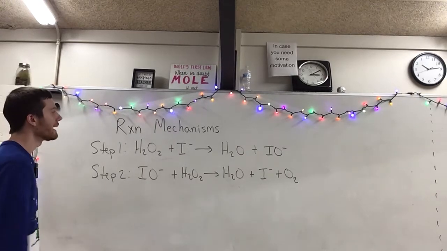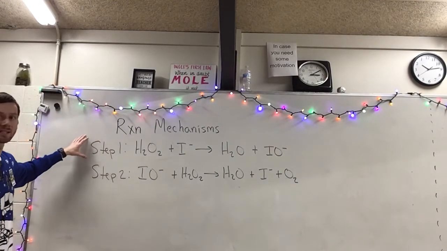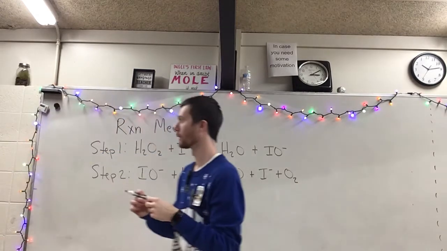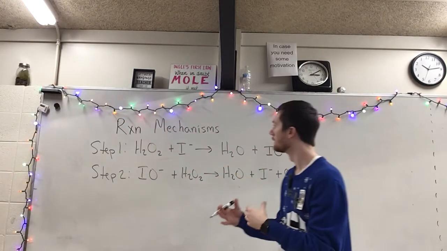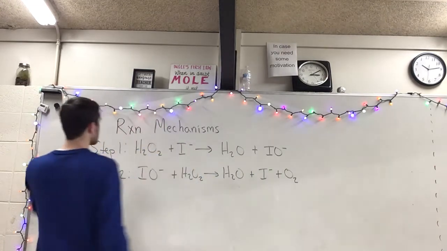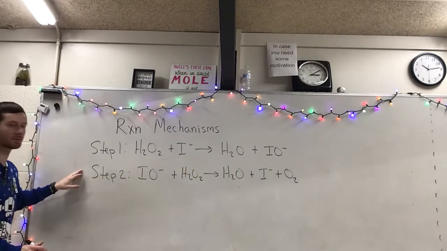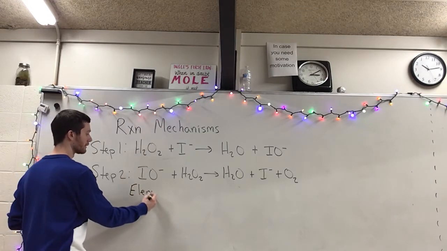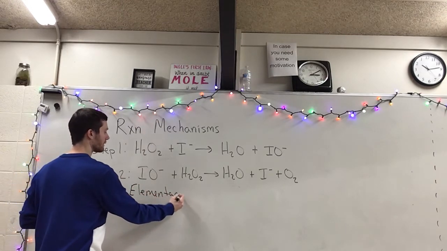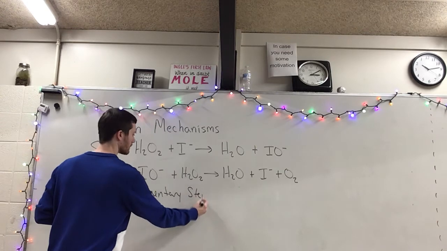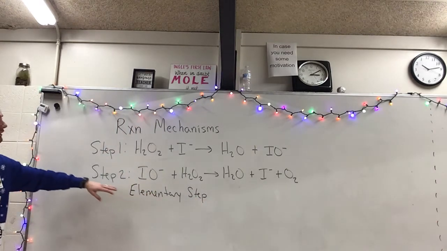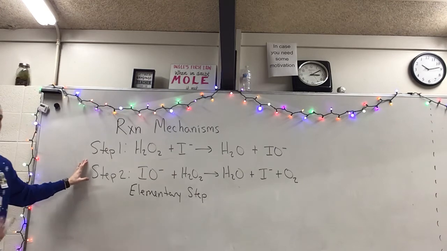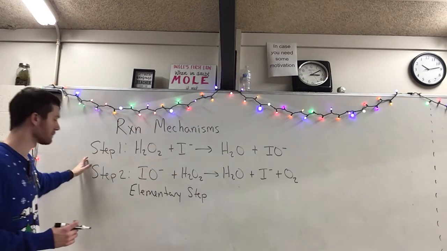Now, a reaction mechanism is a step-by-step operation that a reaction goes through in order to reach its ultimate goal. In this reaction mechanism, we have two steps, step one and step two. Each of these are called elementary steps of the chemical reaction. So elementary steps or elementary reactions. So step one and step two are the mechanism by which this reaction takes place.